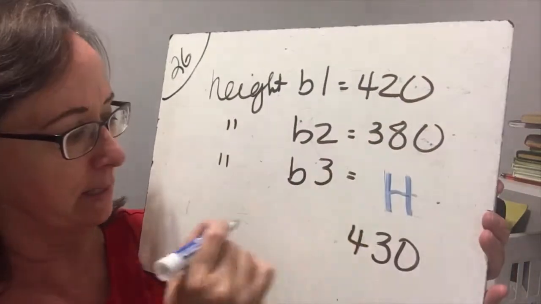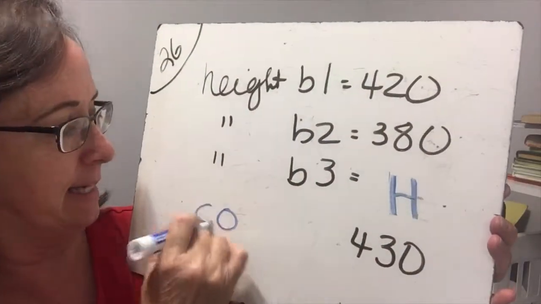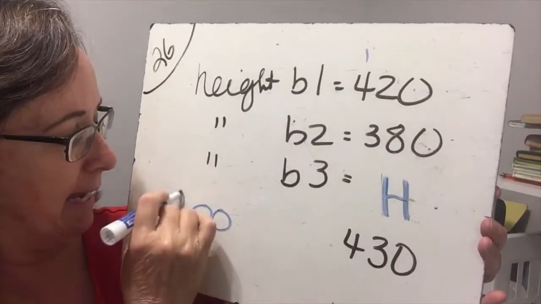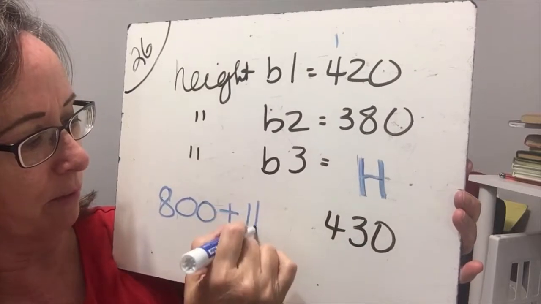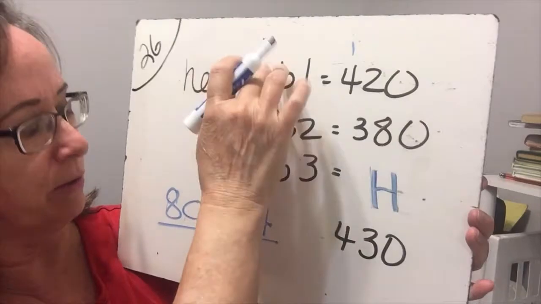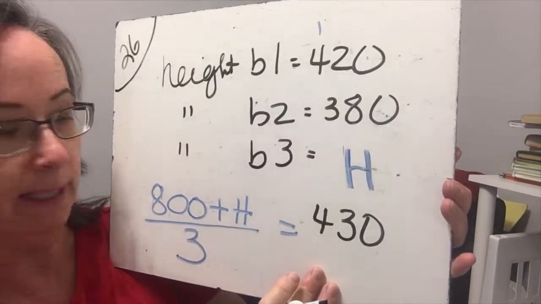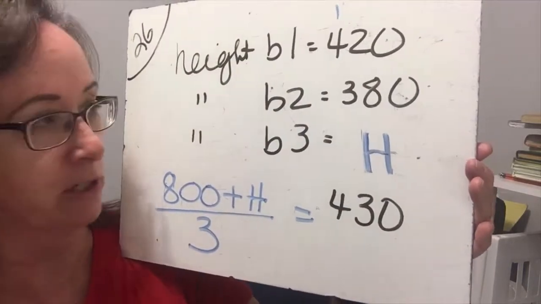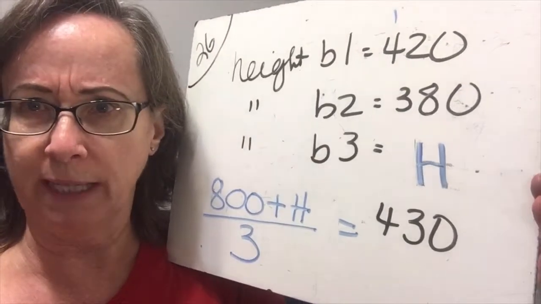So we have 0 plus 0 is 0. And then 2 plus 8 is 10, carry the 1. And 7 plus 1 is 8. 800 plus this height, which we don't know. The sum divided by 1, 2, 3 buildings is going to be equal to the mean. Okay, so again, we have a very similar situation, don't we? Oh my goodness, I'm doing it for you. Pause your video.